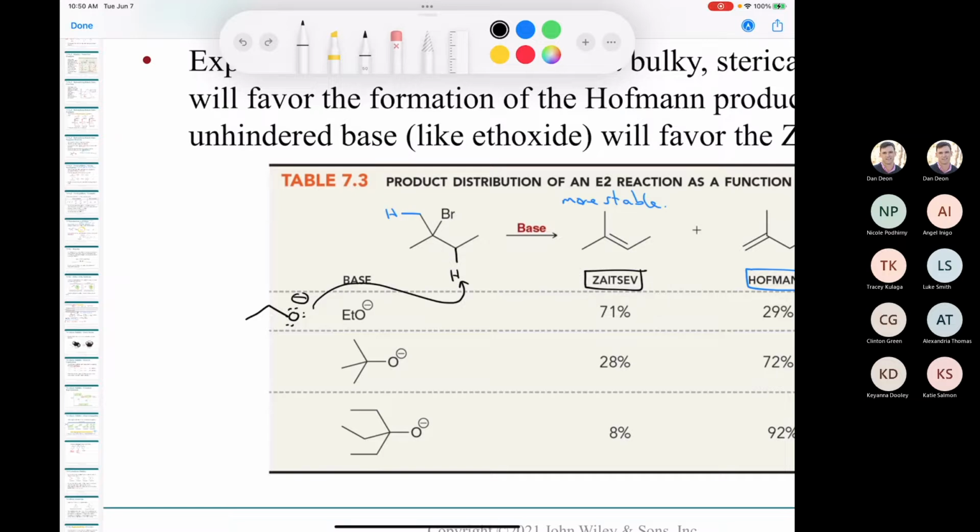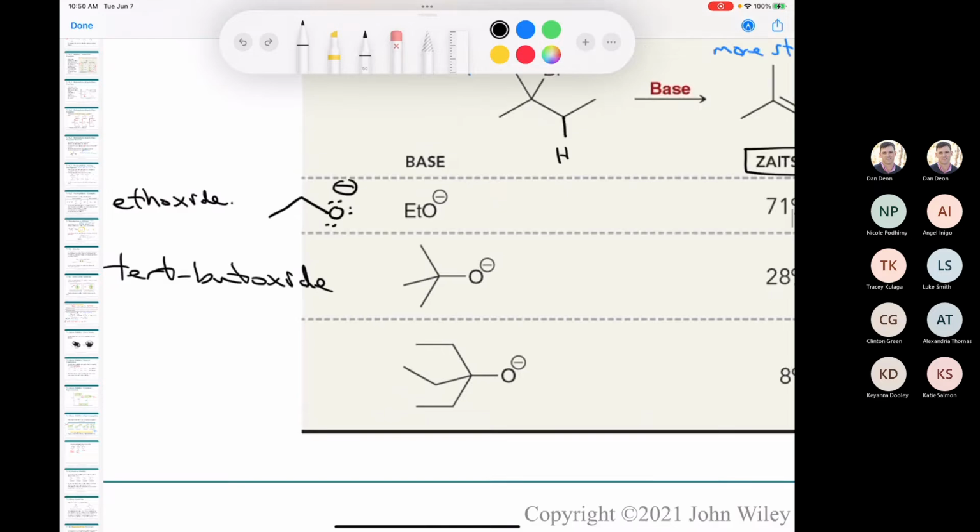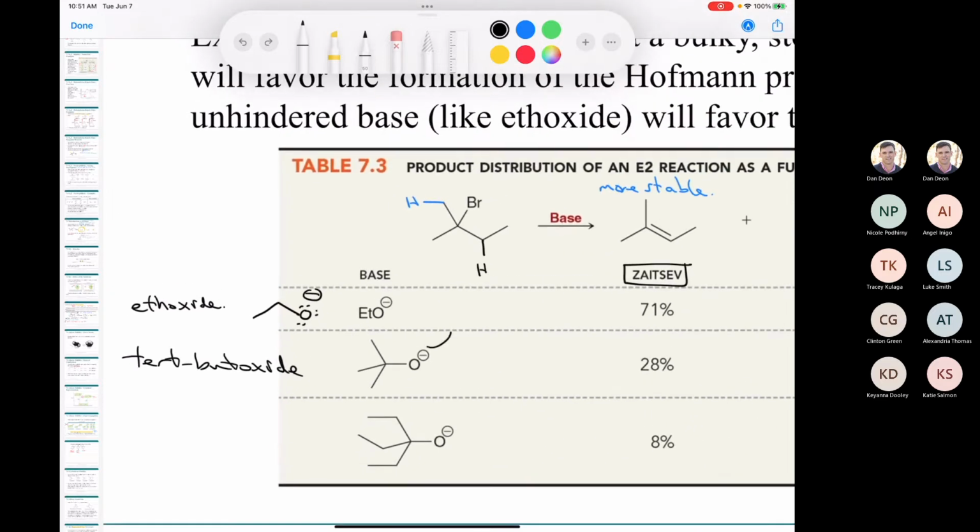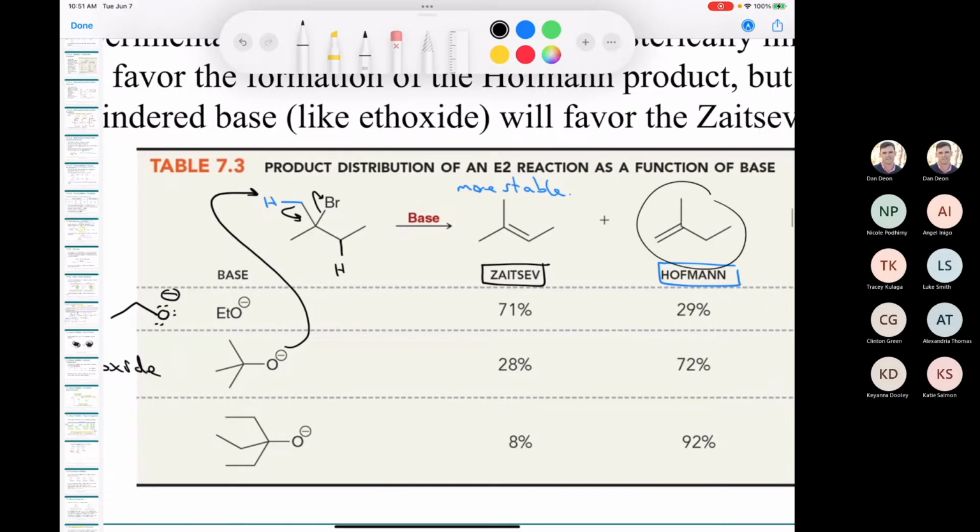Whereas if you have a big bulky base, like this one here, so this is ethoxide. This one is called tert-butoxide. Tert-butoxide is so sterically hindered, it would pull this proton off if it could, but it's just so dang sterically hindered that it doesn't. It's like, I'm so giant, I'm just going to go for the low-hanging fruit. I'm going to pull this off, and that's going to give me the Hofmann product.